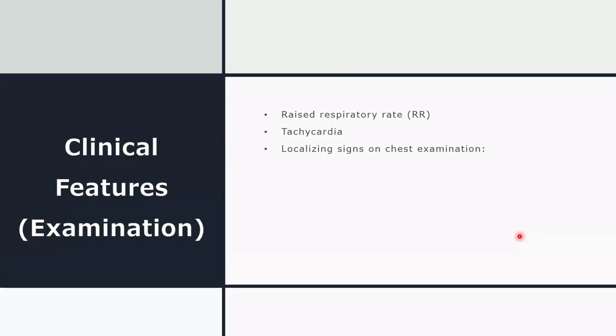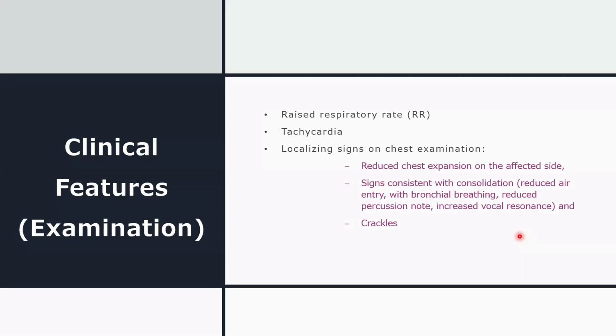On general physical examination, you will find a raised respiratory rate. This sign is very common and very important in children especially. They will be tachycardic due to having infection and fever, and there are localizing signs on chest examination, which can be reduced chest expansion on the affected side, which you can see or you can feel.